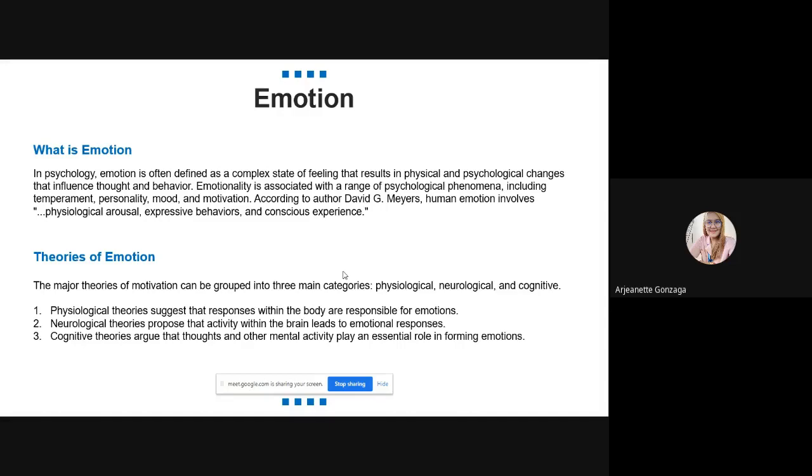Sa neurological theories naman, ang propose nila, yung activity sa brains natin, nagli-lead sa emotional responses. So kapag stress ka, possible na maapektuhan yung mga activities mo. And then sa cognitive theories naman, yung mga iniisip mo or yung mental activity mo ay nagpi-play ng essential role sa pagbuo ng ating mga emotions.